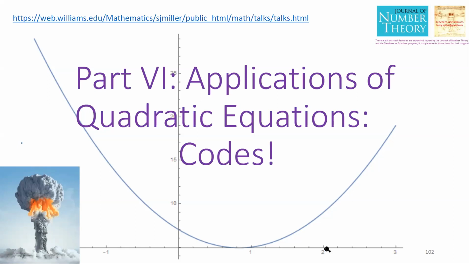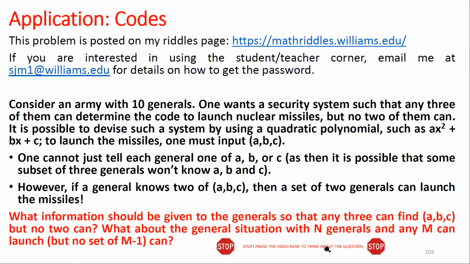All right, so here is the problem. Consider an army with 10 generals. We want a security system so that any 3 of them are able to launch the missiles, but no 2 of them can. So you need 3 generals to agree to launch. It is possible to devise such a system by using a quadratic polynomial, and that's why we're doing this as part of our lectures on applications of parabolas.